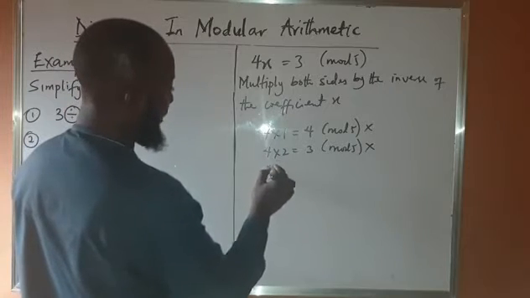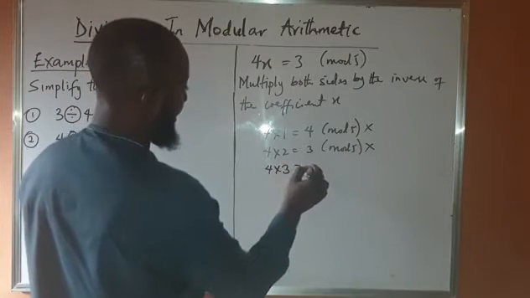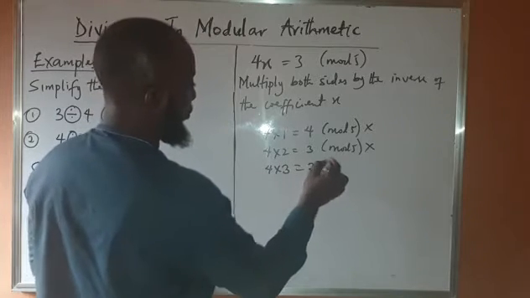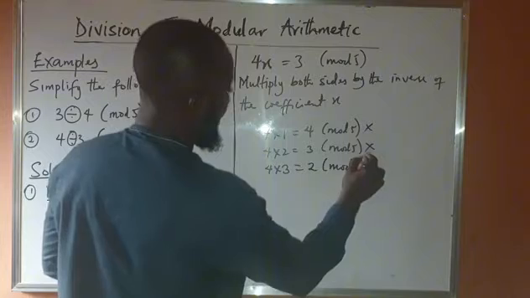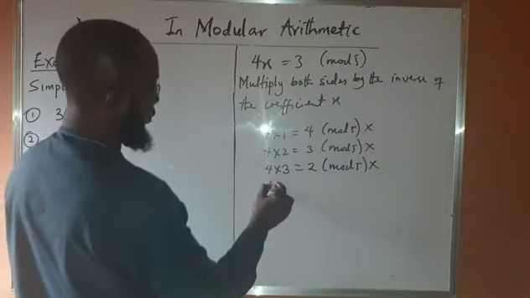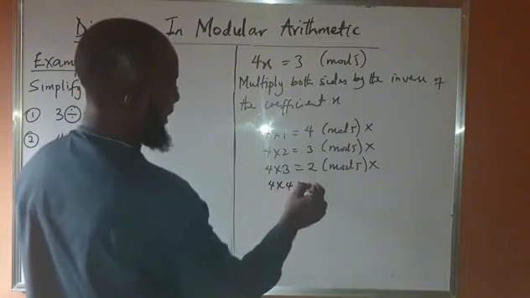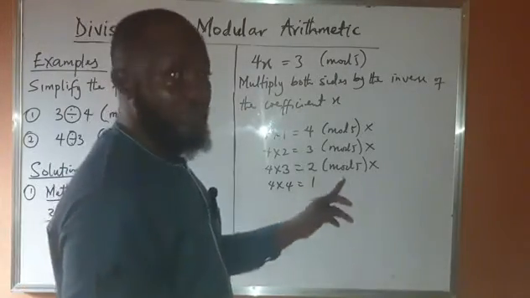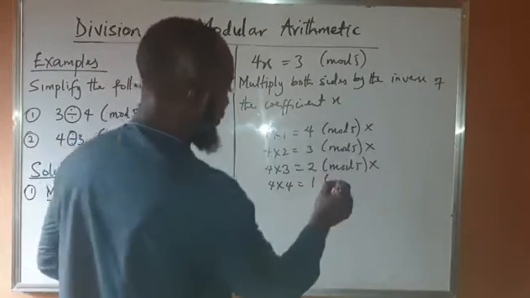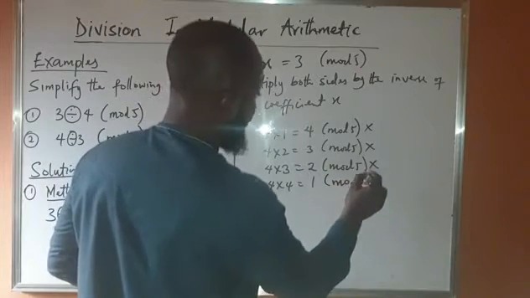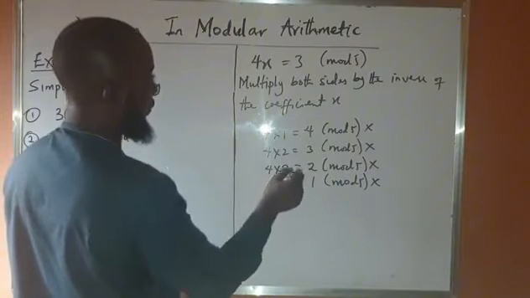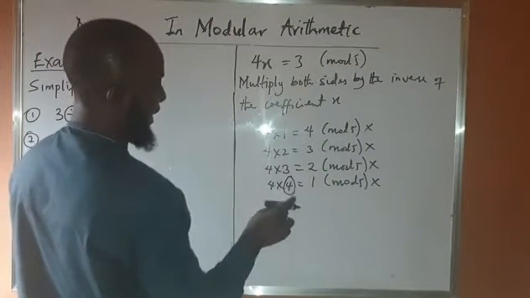Then 4 times 3 gives us 12, that is 2 mod 5. So this will not work again. Then 4 times 4 gives 16. 16 divided by 5 gives 3 remainder 1, mod 5. So which means the inverse of this 4 is 4. So we are now going to multiply both sides by the inverse.